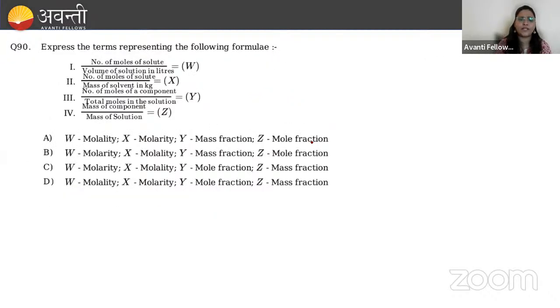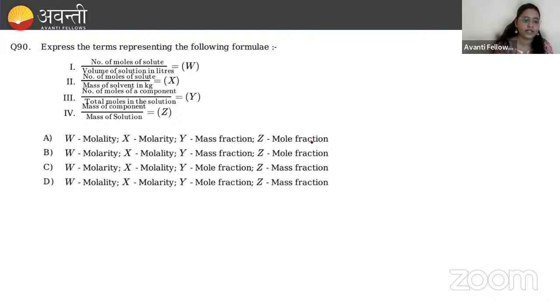नेक्स्ट, एक्सप्रेस द टर्म्स रिप्रेजेंटिंग द फॉलोइंग फॉर्मूला. नंबर ऑफ मोल्स ऑफ सोल्यूट डिवाइडेड बाय वॉल्यूम ऑफ सॉल्यूशन इन लीटर. नंबर ऑफ मोल्स ऑफ सोल्यूट we need to match. All these terms x, y, z और w हमको बताना है कि ये कौन सा डेफिनेशन है, मोलैरिटी का, मोलालिटी का, मोल फ्रैक्शन का. ठीक है, तो x, y, z और w चार क्वांटिटीज हम लोगों को दिए हुए हैं.